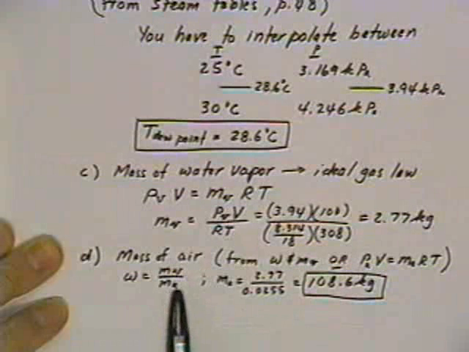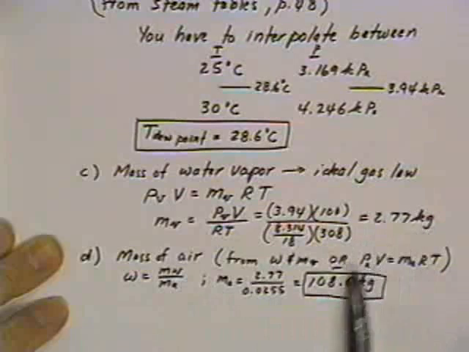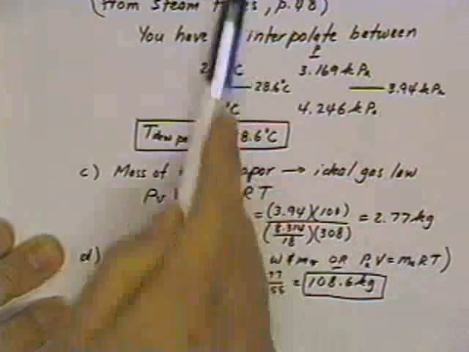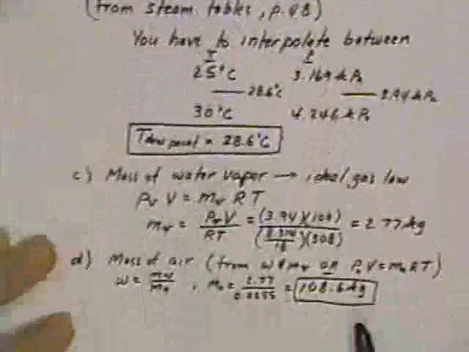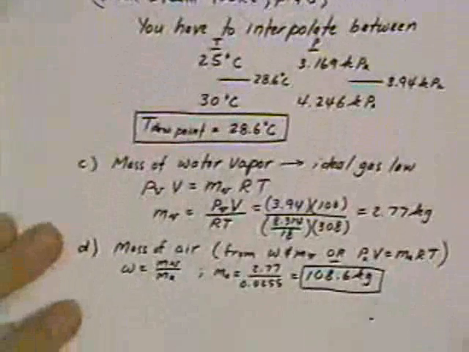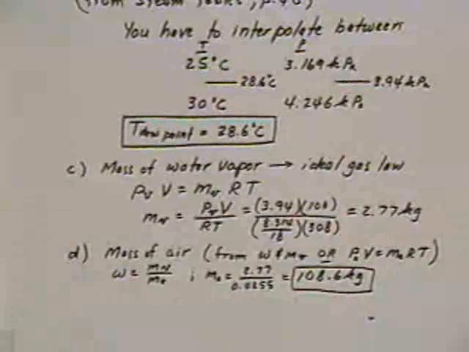Omega is equal to the mass of vapor divided by the mass of the air. So the mass of the air is 2.77, which is what we just calculated, divided by the humidity ratio we calculated earlier, 0.255, and we find that it's 108.6 kilograms. So in this mixture, we have 2.77 kilograms of moisture and 108.6 kilograms of air.